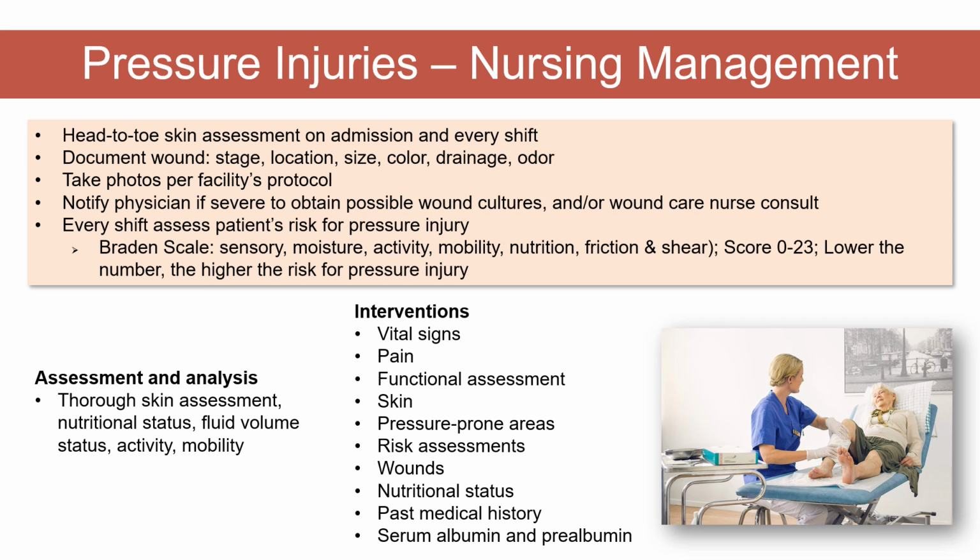So we really want to focus on those pressure-prone areas, so any kind of tubes that they have, and then all of those bony prominences and medical devices. We want to make sure they're getting adequate nutrition. We want to know about their past history, and we want to check their labs for those essential albumin and pre-albumin levels, which will give us insight on their nutritional status.